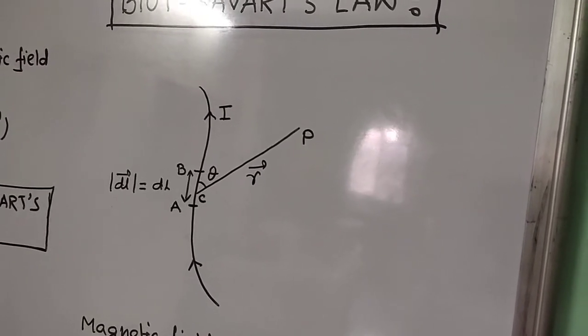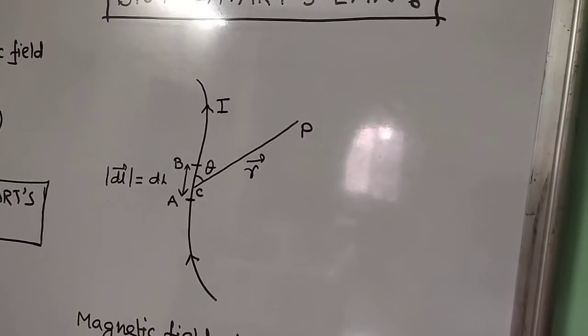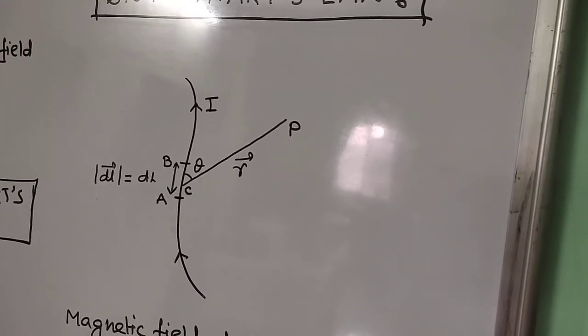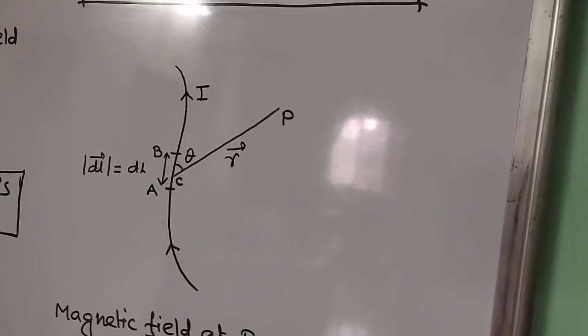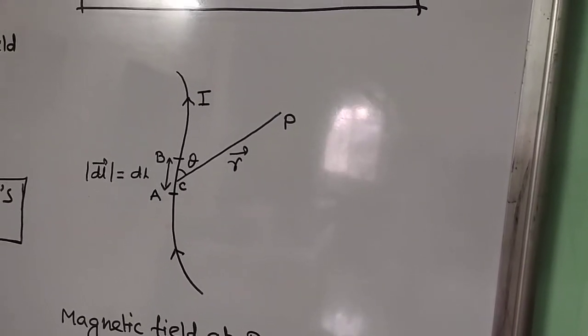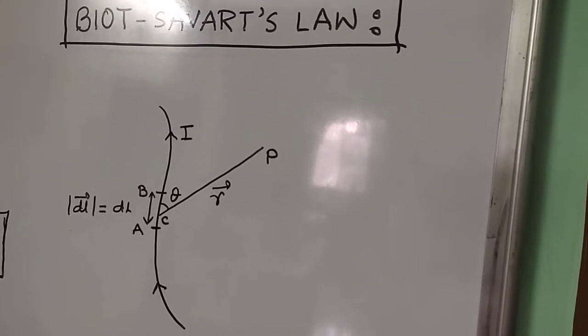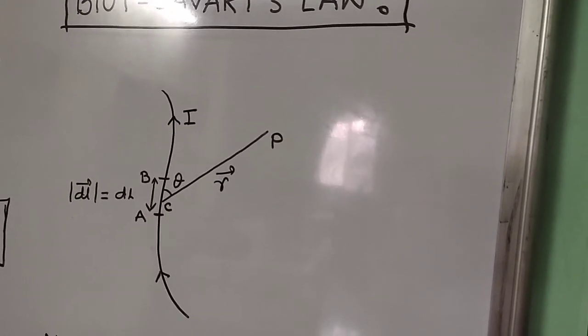Okay, so we'll try to find the magnetic field at P due to the small current carrying element, and then to get the magnetic field at P due to the whole length of the current carrying element, we will simply integrate. So Biot-Savart is a person who defined the factors on which the strength of the magnetic field depends.